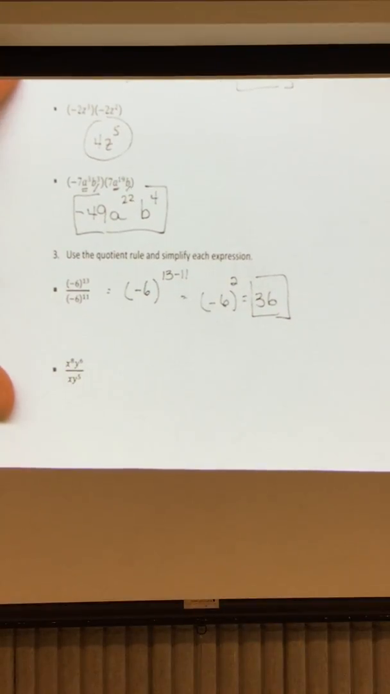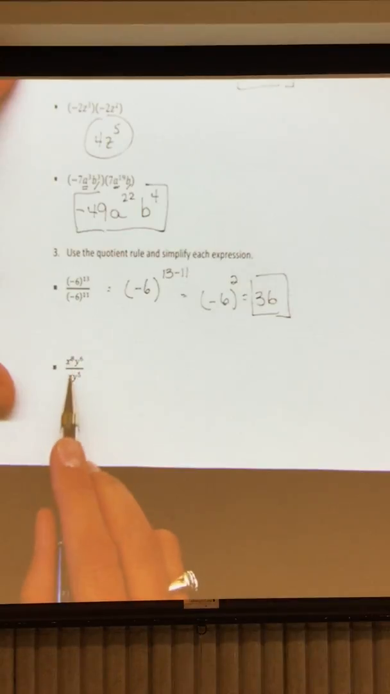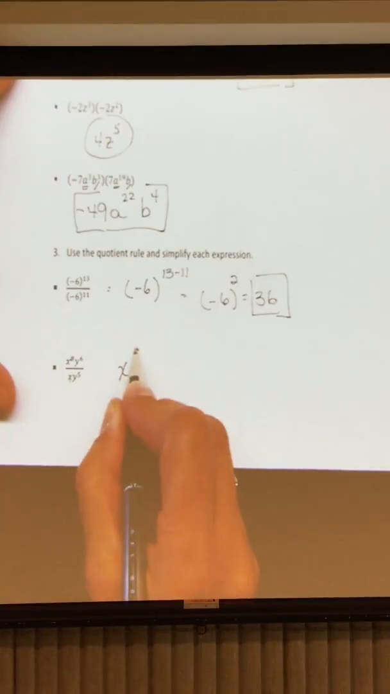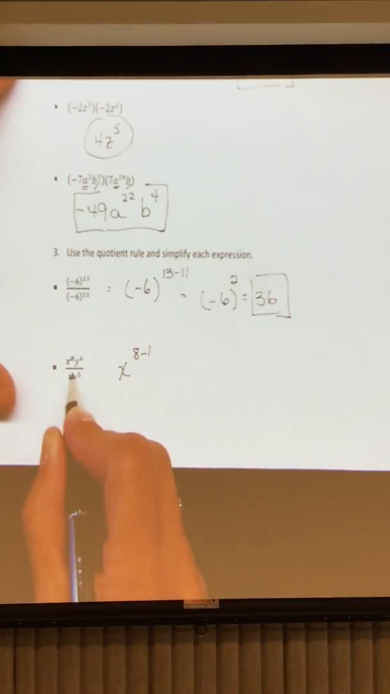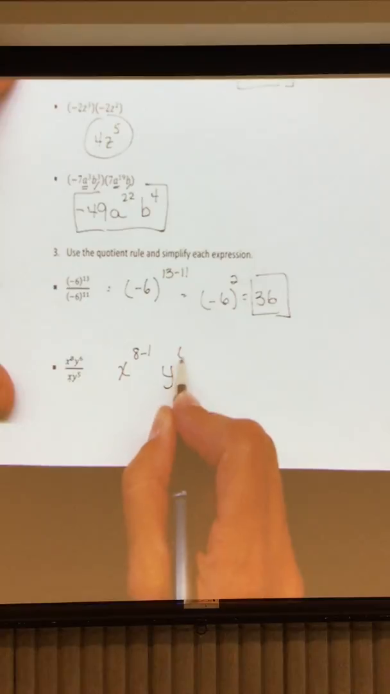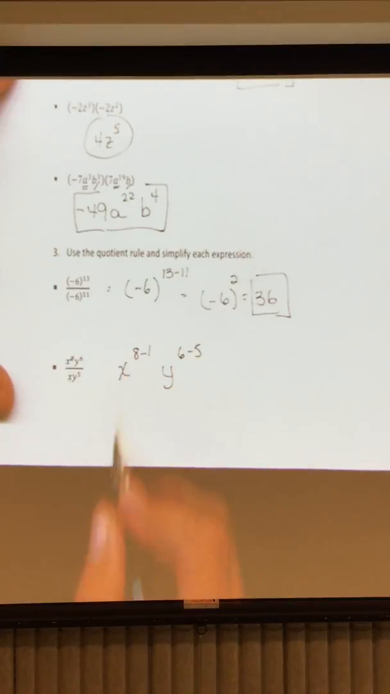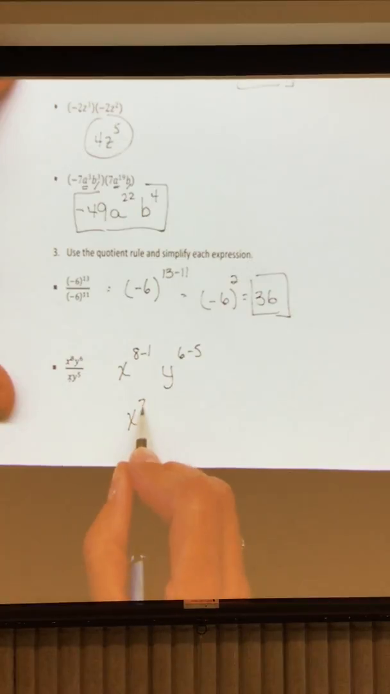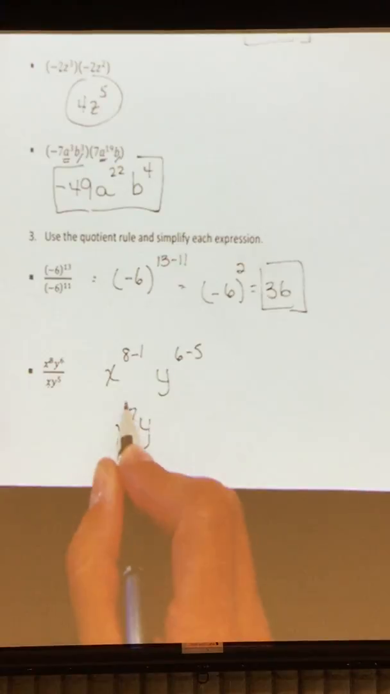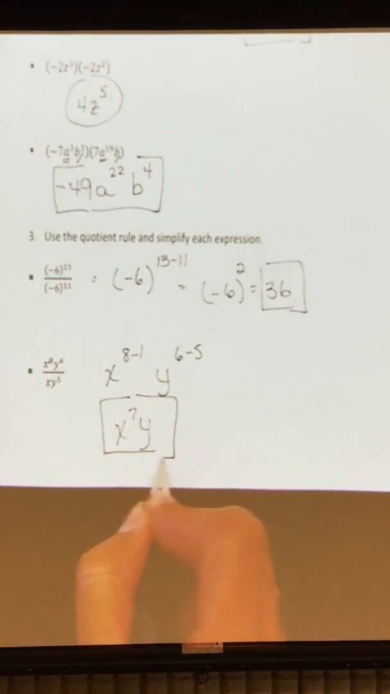The next problem from number 3, x to the 8th over x. Again, we subtract, so we have x, 8 minus 1. Again, when you don't have a degree, it's understood to be to the 1st power. And we have y, 6 minus 5. So 8 minus 1 is 7. So x to the 7th power, 6 minus 5 is 1. So we have x to the 7th y.